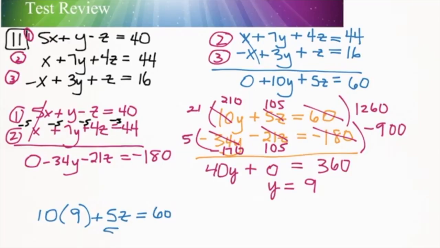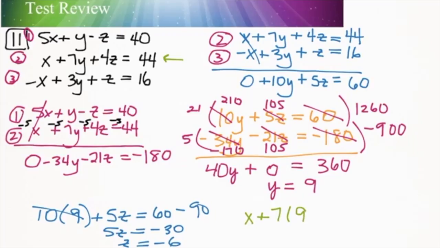And if I subtract that 90 over on the other side, because 5 times 9 is 90, that'll give me a negative 30. And z equals negative 6. So now I've got negative 6 and 9. Almost done. I have to go find one of the original equations and go solve for x. So x plus 7y, I'm using equation number 2.